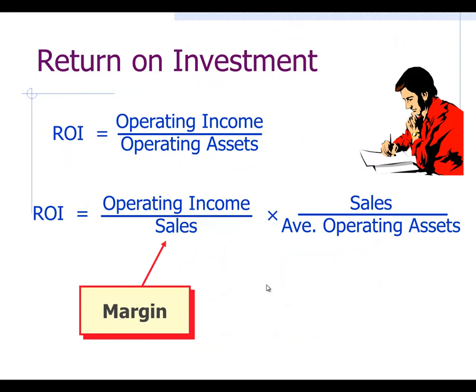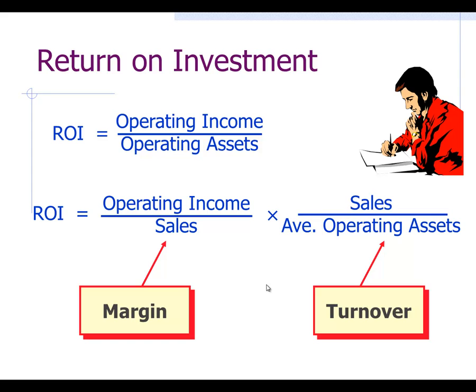We do break ROI down into 2 smaller pieces known as margin and turnover. A margin is the ratio of operating income to sales. Basically what it tells us is how many cents of operating income result from each dollar of sales. So a margin is going to be given in terms of a percentage. The second piece is called a turnover. To calculate turnover, you're simply going to take your sales and divide it by those average operating assets. The turnover tells us how many dollars of sales result from every dollar invested in those assets.